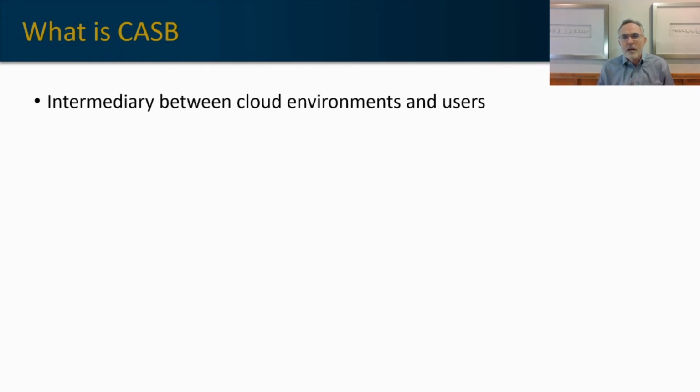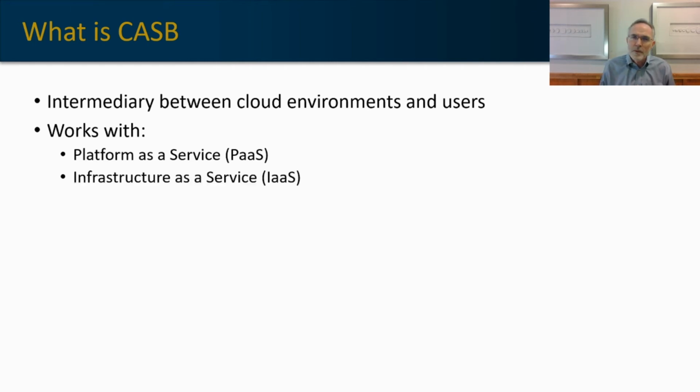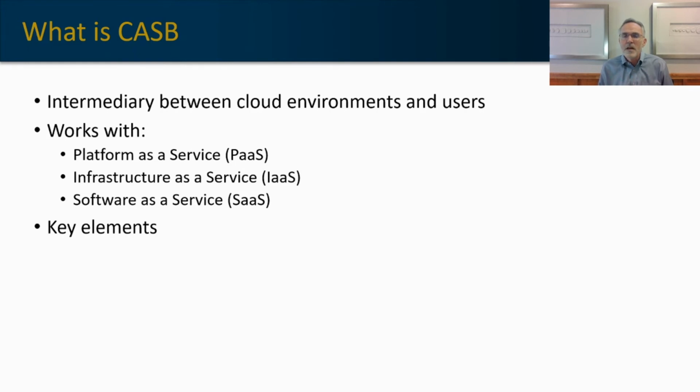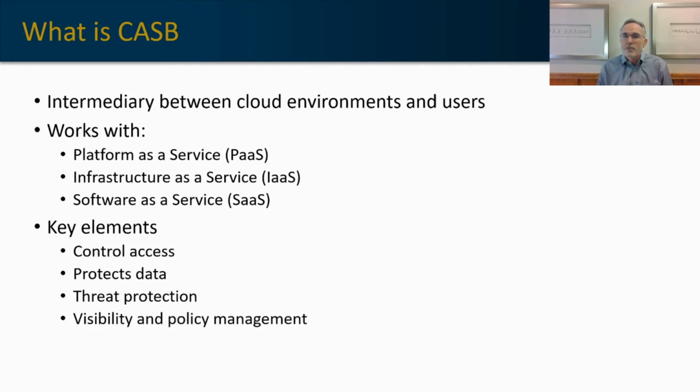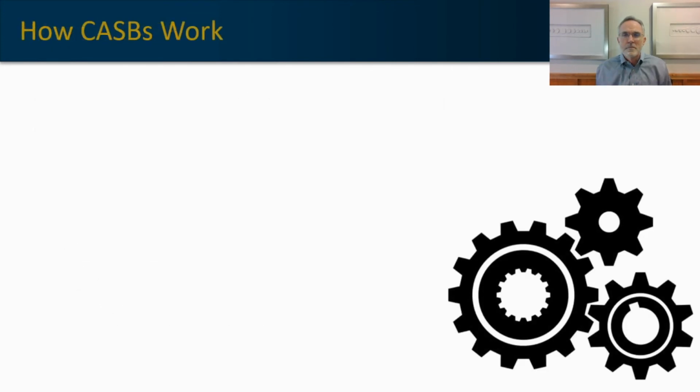So first of all, at a very high level, a CASB is an intermediary between a cloud environment and the user. It works with all your platform as a service, infrastructure as a service, and software as a service environments. And the key pillars of a CASB include things like access control, data protection, threat protection, and visibility and policy management. These are all the capabilities that you've worked so hard to deploy within your own private environment. Now we have to make sure that those same capabilities are available to you in your new cloud environments.